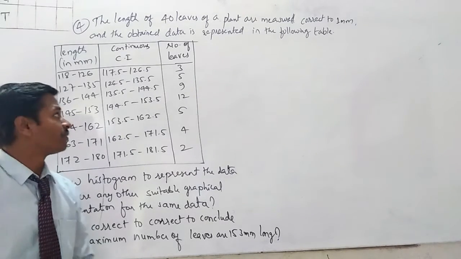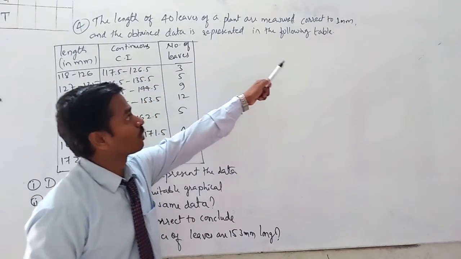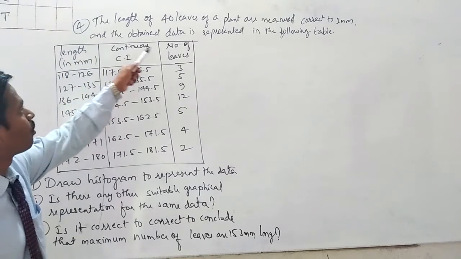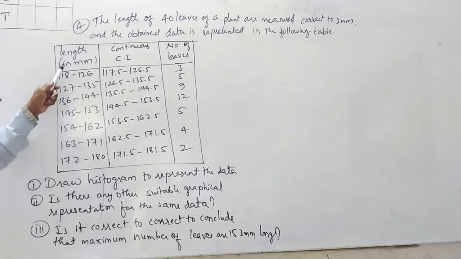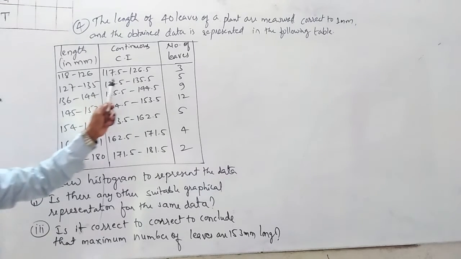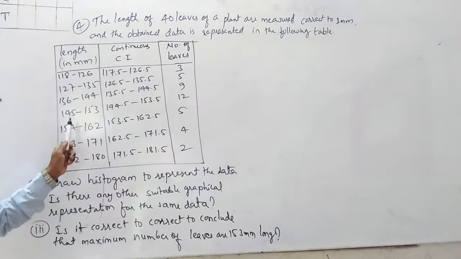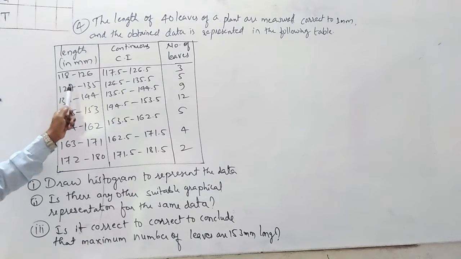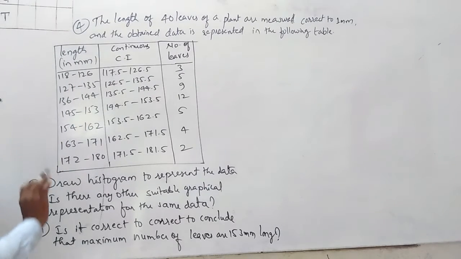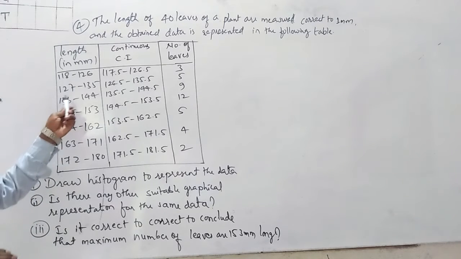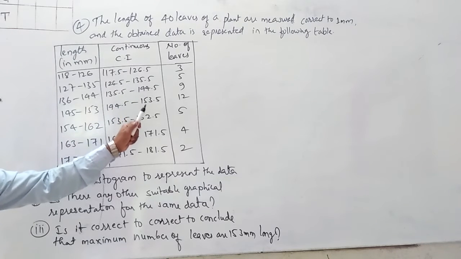In the next question, you observe that the length of 40 leaves of a plant are measured correct to the nearest millimeter, and the obtained data is represented in the following table. They have given the length of the leaves in millimeters and the number of leaves. First, we should write the continuous class intervals of the given information. Here it is 118 to 126, but the number 126 is not there in the next one. That is why we first make the class intervals continuous, then we can draw the graph.